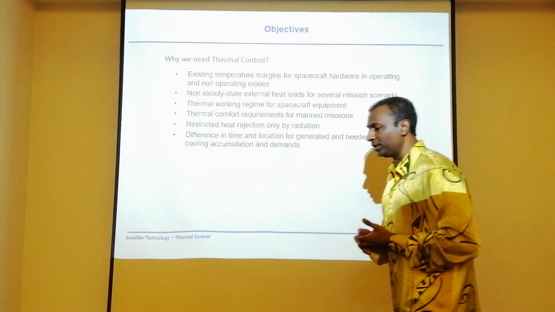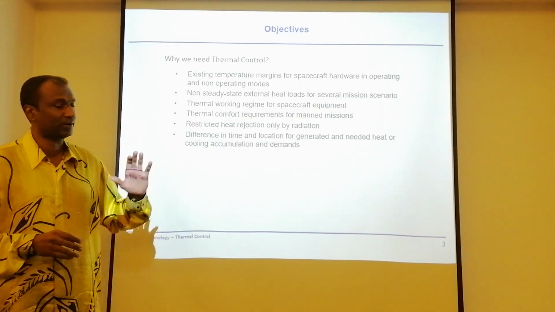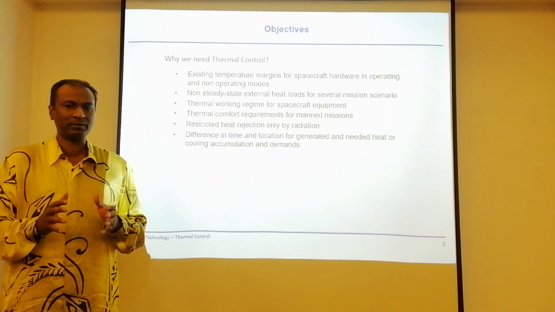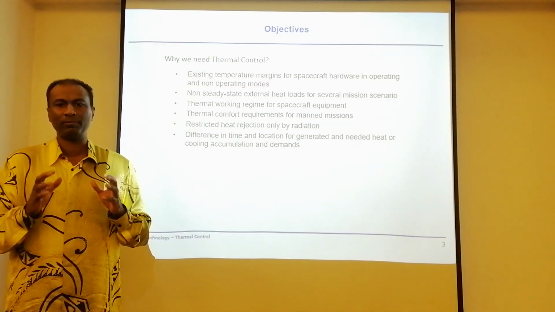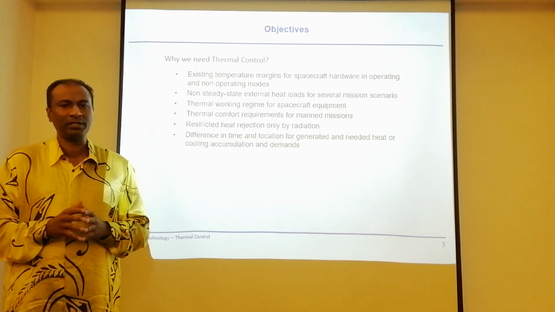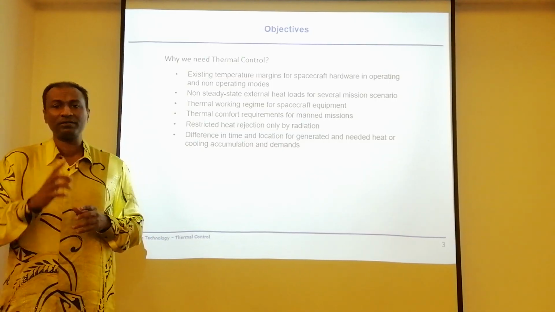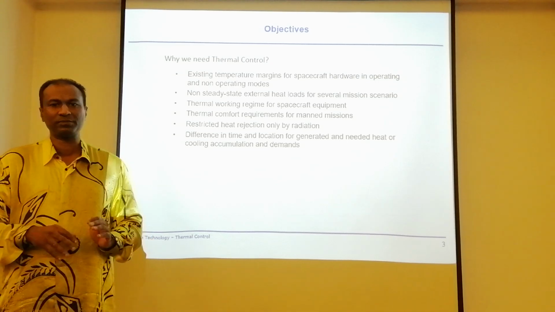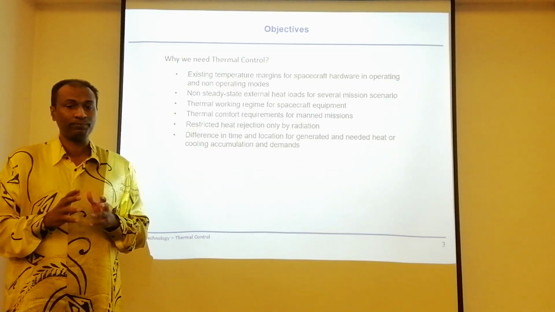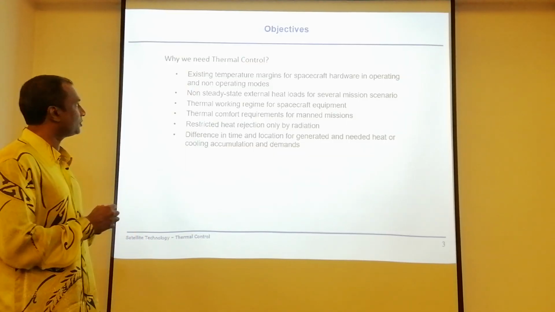Now, why do we need thermal control? I think this is well defined. Existing temperature margins for spacecraft hardware: all the hardware that we have on board has a strict temperature regime that we need to maintain, a minimum and maximum temperature. I will show you in a bit what kind of typical regimes we are talking about. The problem is that there is no one regime, there is a variation of regimes. Not each and every subsystem is going to operate in one single regime. There are so many pieces of equipment, and they have their own regime of operation.